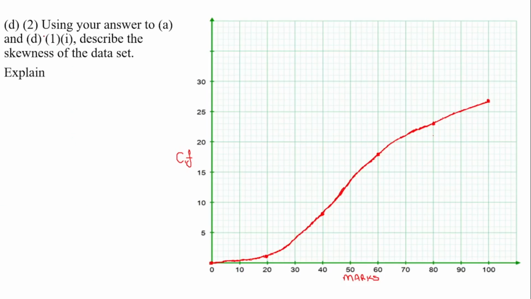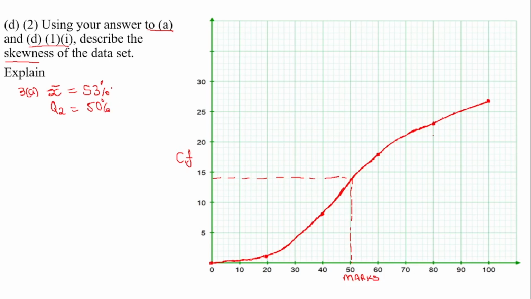Alright, welcome back. Let's do question 3D2. Using the answer to A and D1, describe the skewness of the data set. Remember, our answer for A was what? The mean is 53%. And then according to our answer for 3D1, we got that the median should be roughly 50 to 51. So the median is 50%, let's say, or 51%.